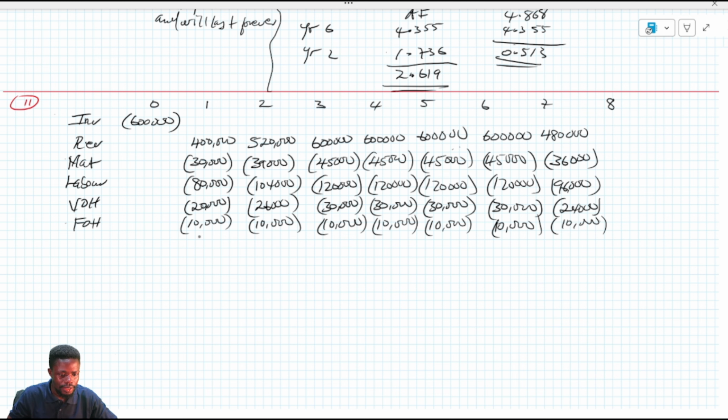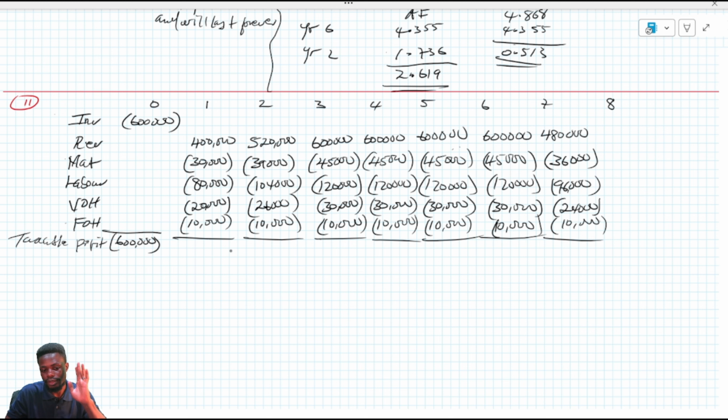What you do now, the next step is to get your taxable profit. So for taxable profit, you still bring the worth of your investment. What is the worth of investment? $600,000. Remember, everything here is in $1,000. This is what you bring here.